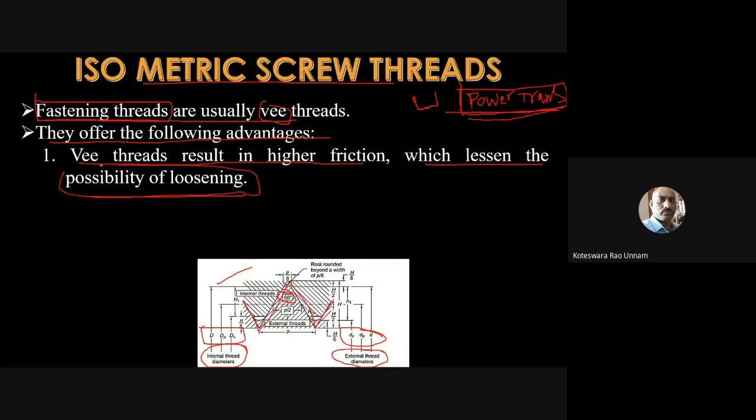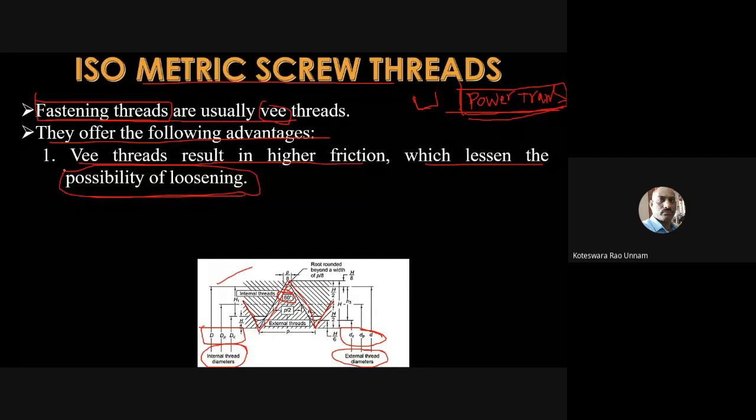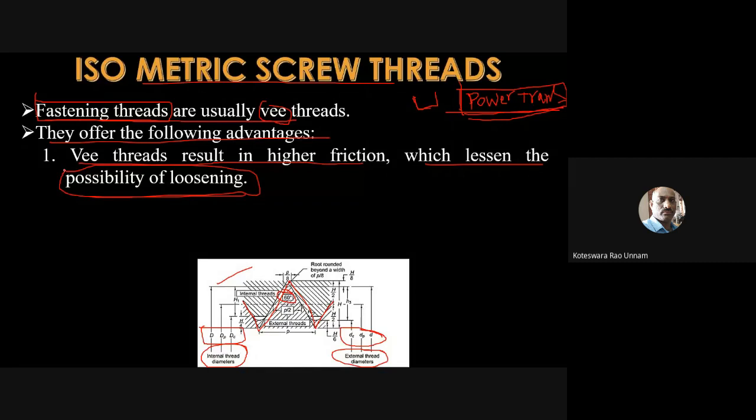If you remember, while discussing the advantages and disadvantages of these threaded joints, one of the disadvantages we discussed there is that these threads will loosen easily when they are subjected to vibrations. So that is one of the disadvantages of these threaded joints we discussed.